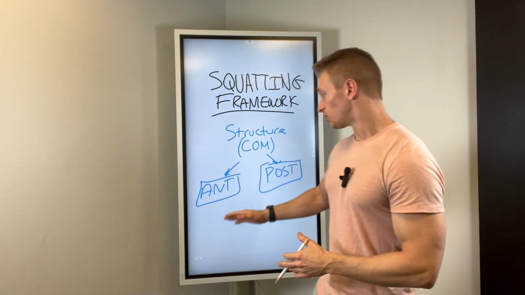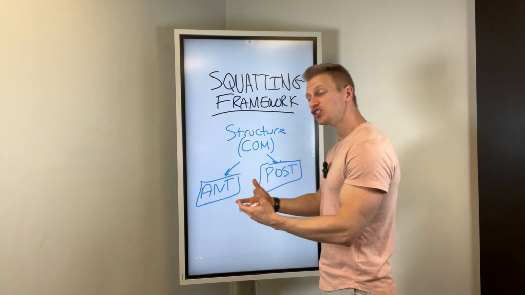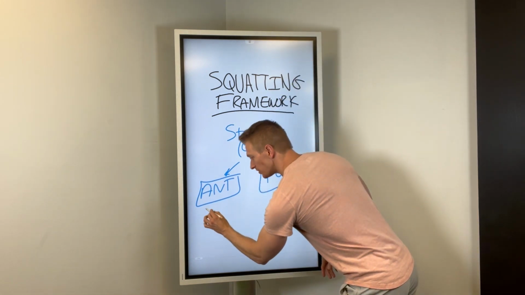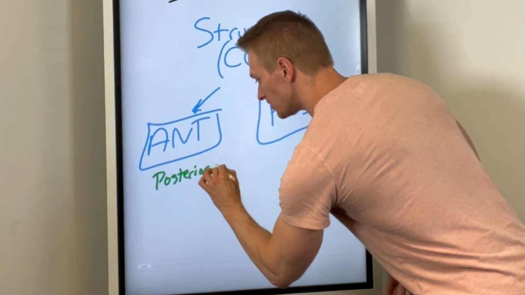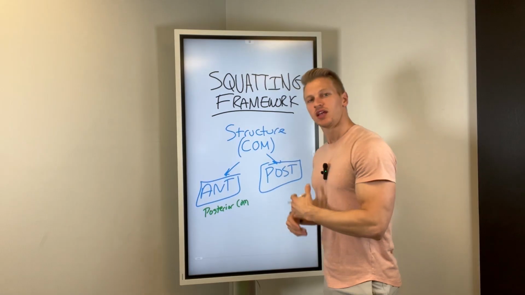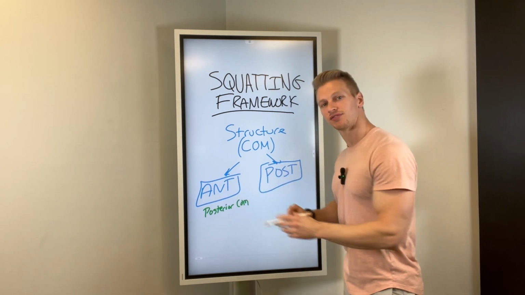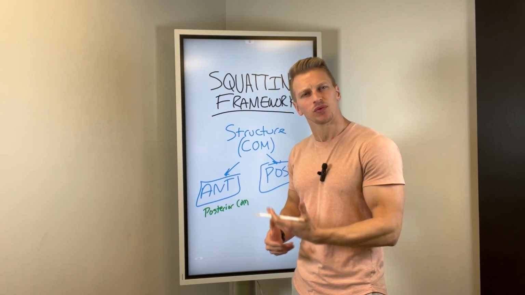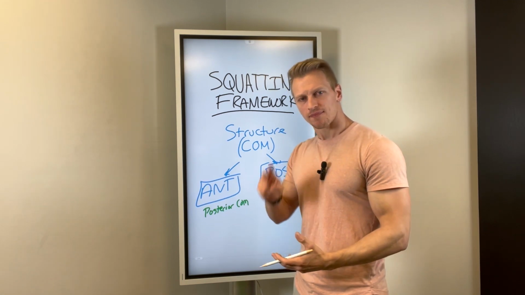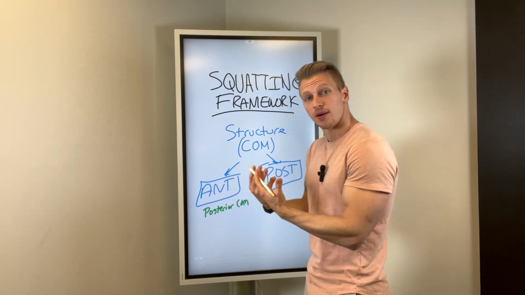So what do we want to do from an anterior center of mass? We want to start to shift them back. So in green, we're going to write posterior COM. We essentially want to give them what they don't have, aka move them towards the other end of the movement spectrum: posterior center of mass. How do we do that when we're thinking about squats? Two things, pelvis and rib cage. They both need to move back.